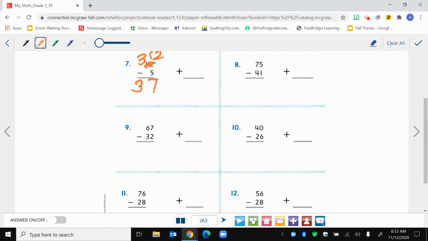Now, to check it, I would have done 37 plus 5. You should have made sure that your 5 and your 7 were lined up here. So to do 37 plus 5, I would have done 7 plus 5 first to give me 12. So I would have put a 2 there and a 1 up here. And then I would have done 1 plus 3 to give me 4. And I would have got that same answer of 42.